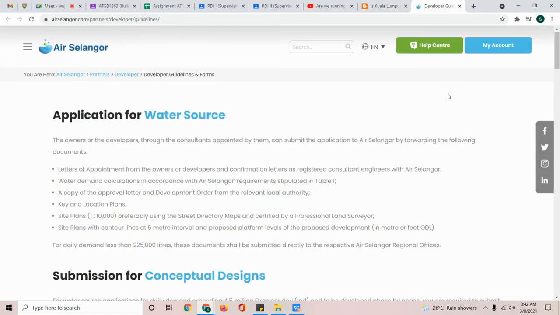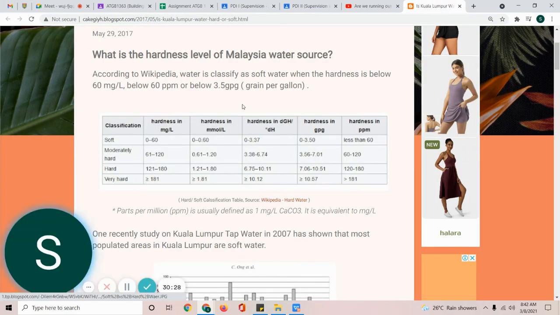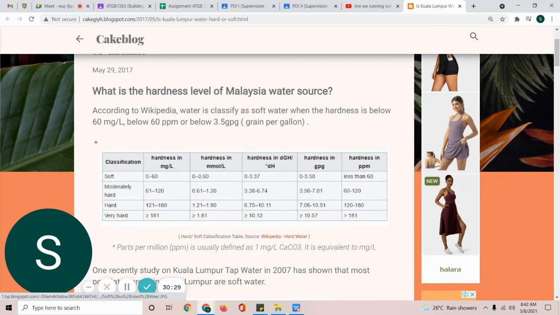So it's somewhere. Let's refer to here. This is actually from Wikipedia. By right, if you look towards the document, there should be a guideline from Shabas. Different states have their own government body. In Selangor we call it Shabas. In other states, there will be another name.